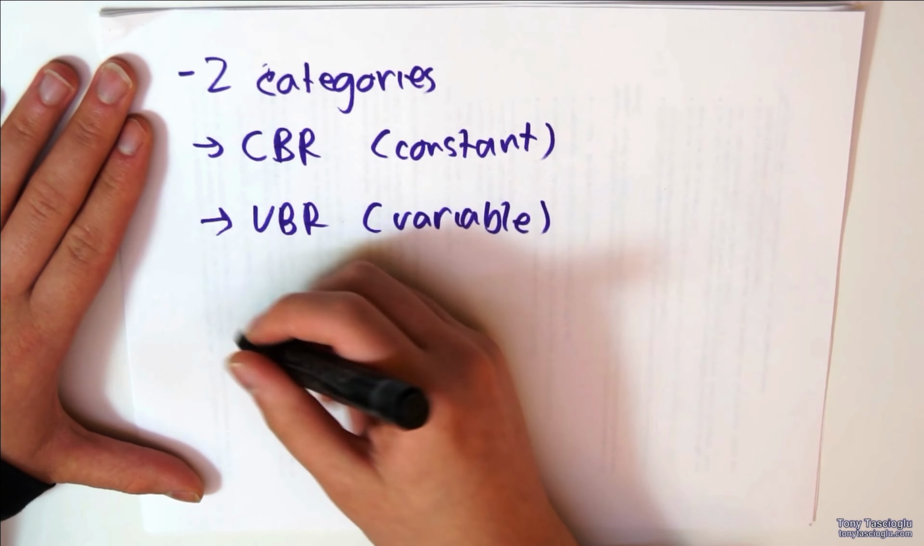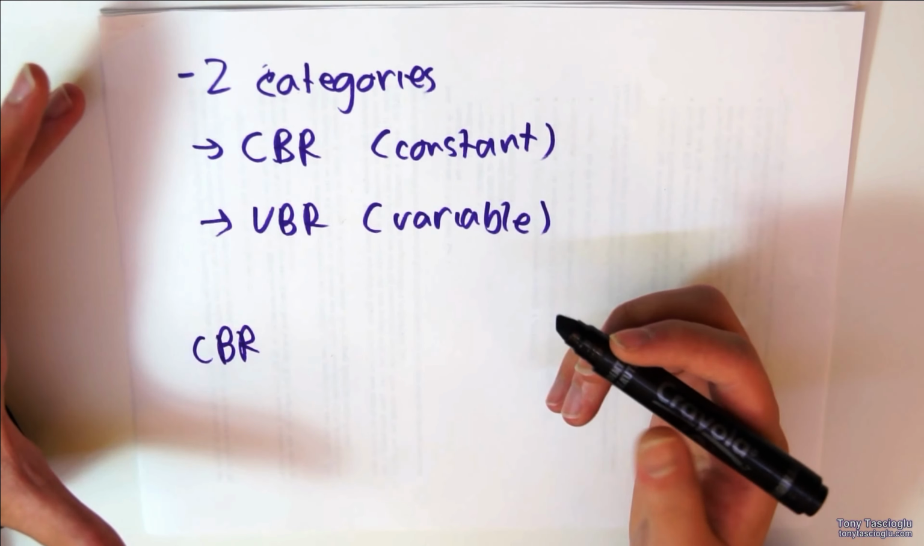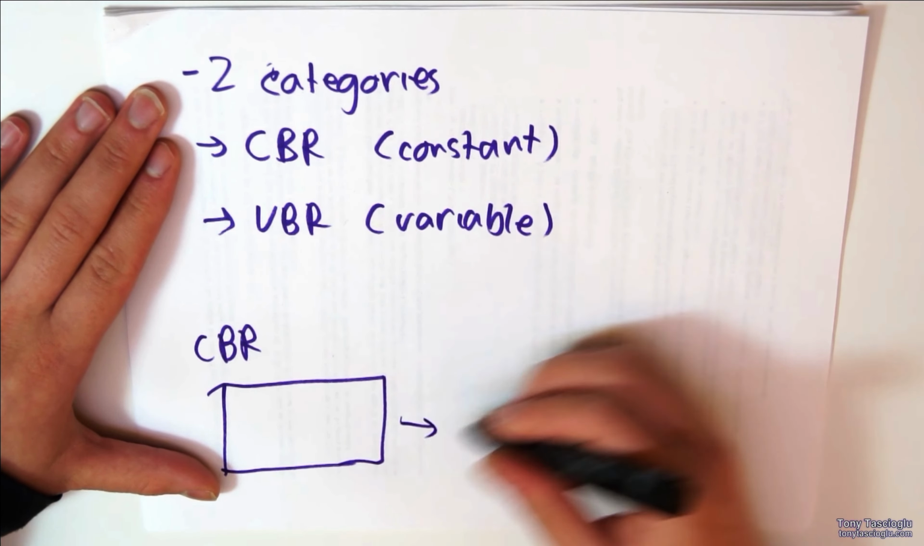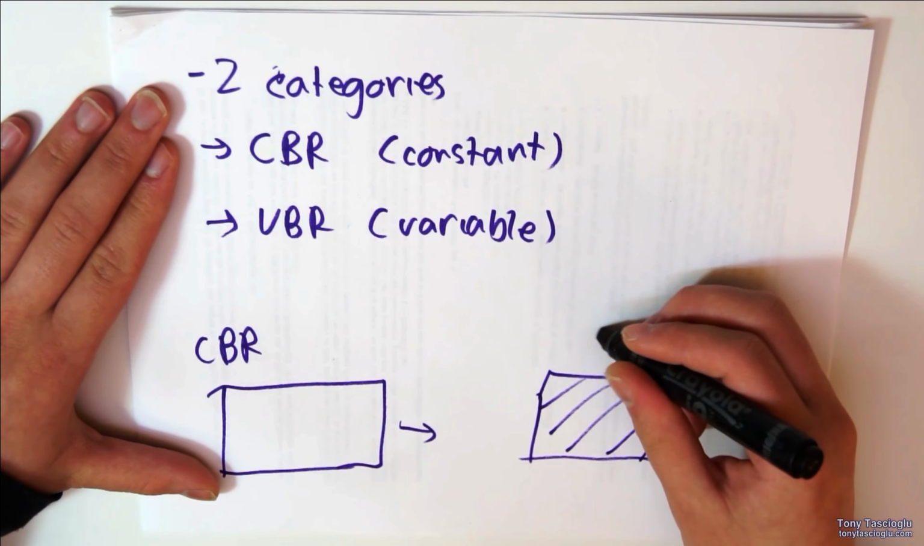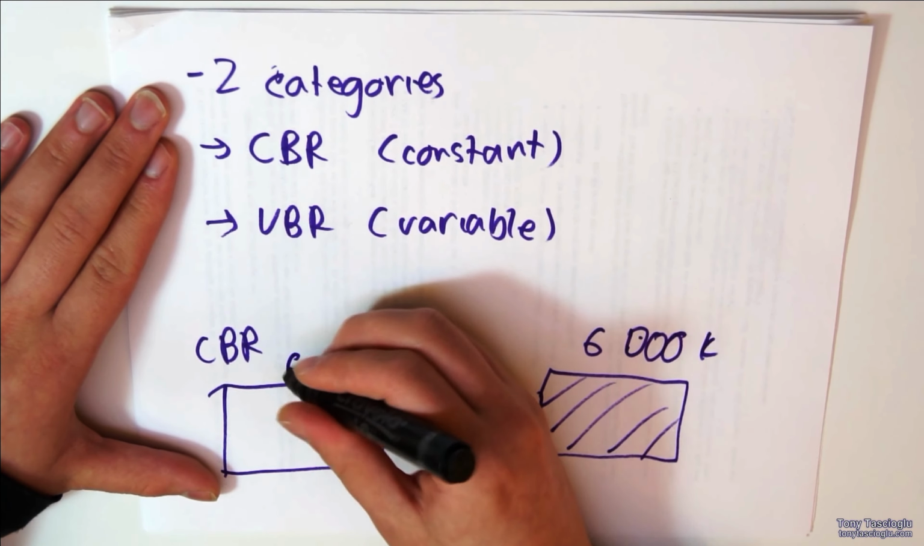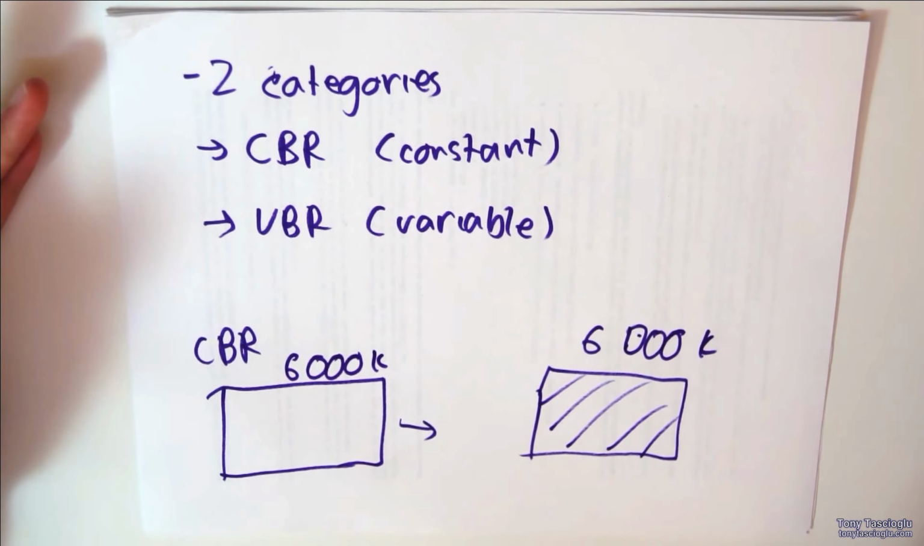CBR being constant means that each chunk of video is going to get roughly the same amount of bits given to it. So if I have a frame video here, if there's a lot of motion, we're still giving it 6,000 kilobits. And if there's not a lot of motion, we're still giving it 6,000 kilobits.